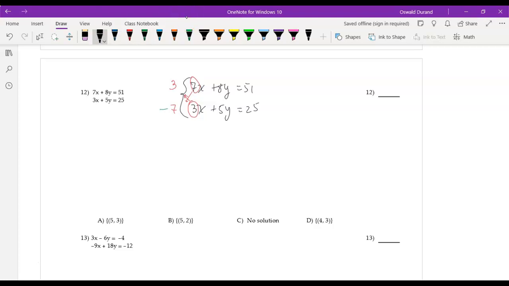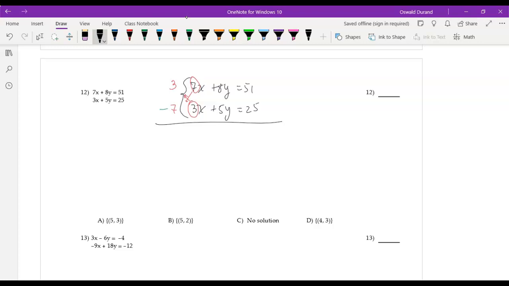Okay, so now we've established that. If you wanted to get rid of the y term first, then you will multiply this one by 5 and the bottom one by 8, and one of them again will have to be negative. It could be the negative 5 and so on.